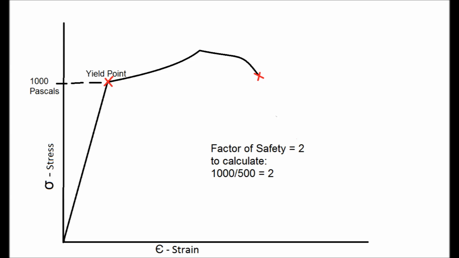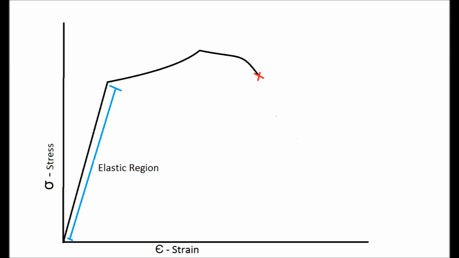The factor of safety is the ratio of the yield point stress divided by the desired design capacity. For example, if you have a load of 500 psi applied to a rod, and you want a factor of safety of 2, you'd want a rod made of a material with a yield point of at least 1000 psi.